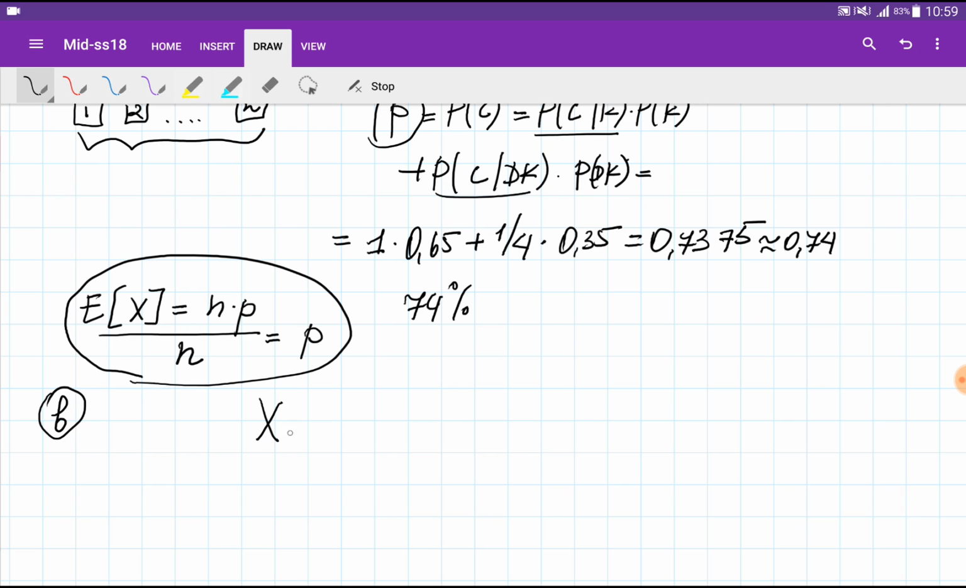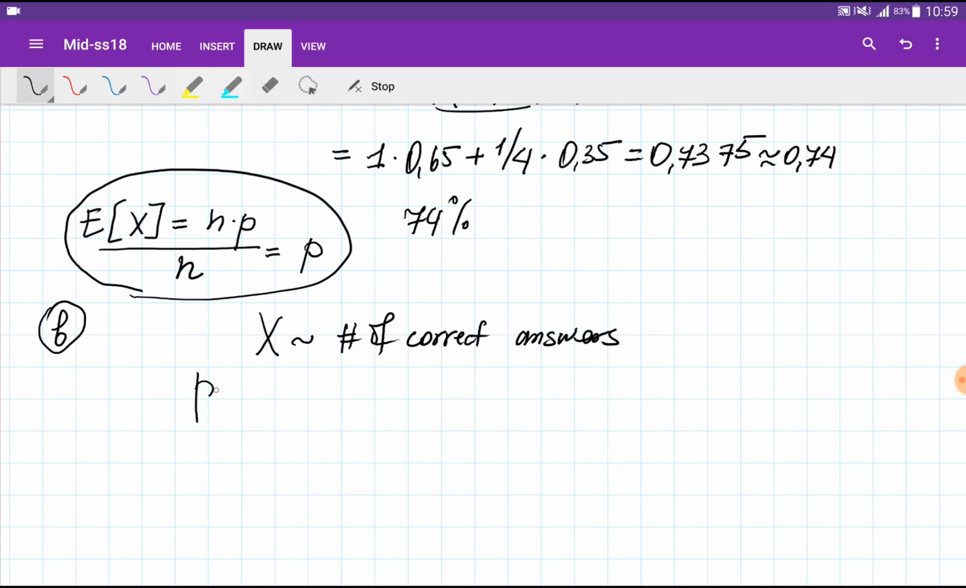Let's assume that x is the random variable, the number of correct answers, right? So in order to calculate the probability of x having different values, we need to use the binomial formula. In this question, we need to evaluate the probability of answering 90% of the questions if the number of questions is 15. So 90% of 15 is 13.5.